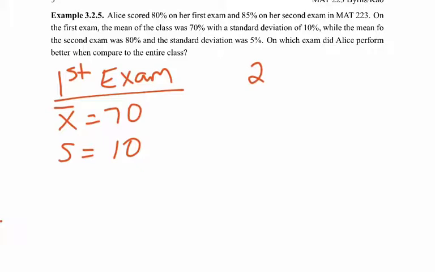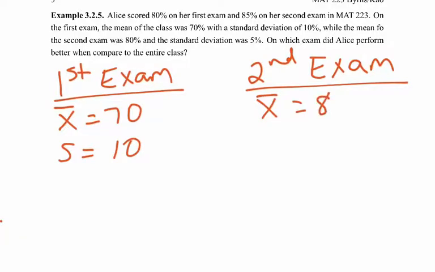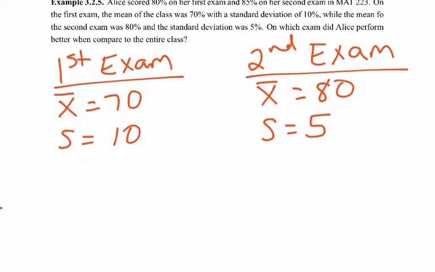On the second exam, things shifted a little bit. The mean for the second exam was 80. So the entire class went up. The mean went from a 70 to an 80. But there was less spread in the second exam because the standard deviation was only 5. So the scores were closer to the 80% on that second exam than they were to the 70% on the first exam. So let's compute her z-scores for each exam.